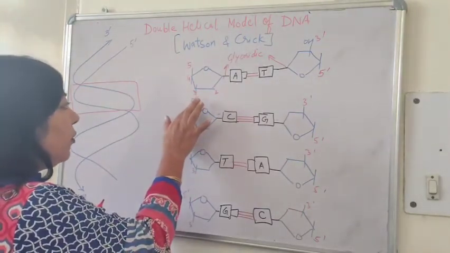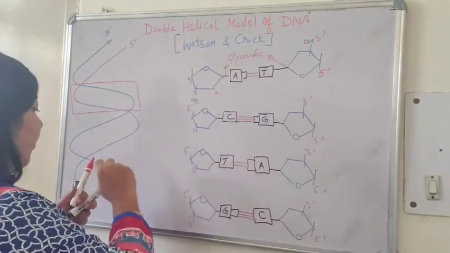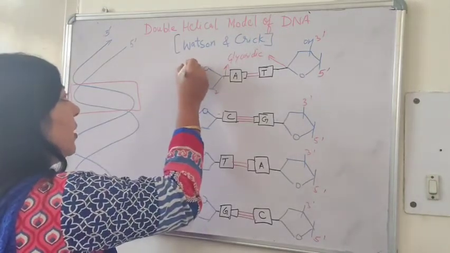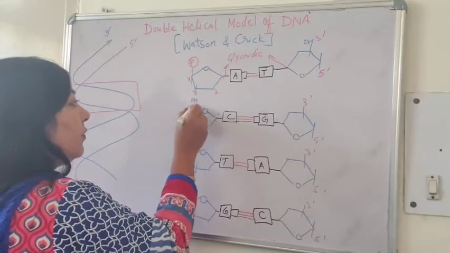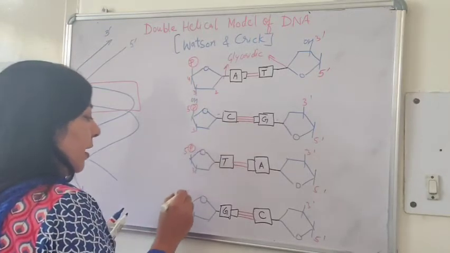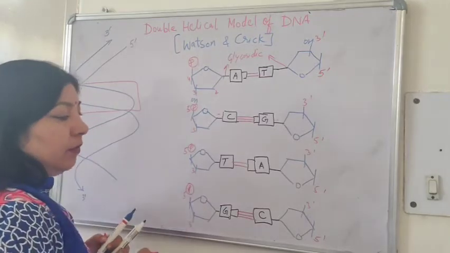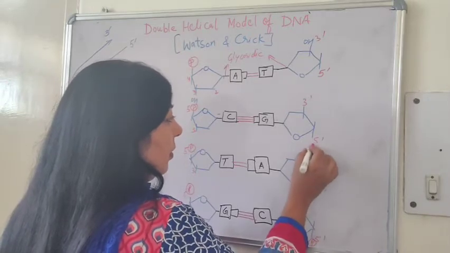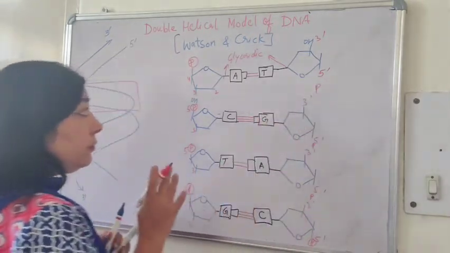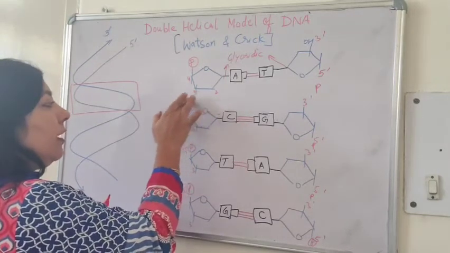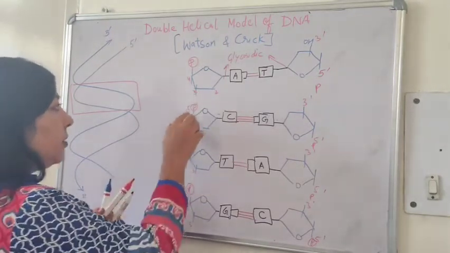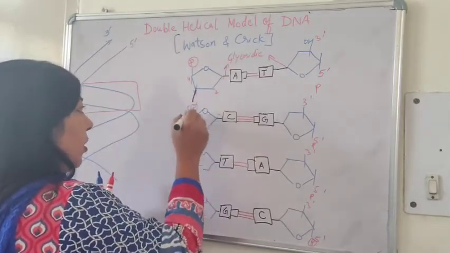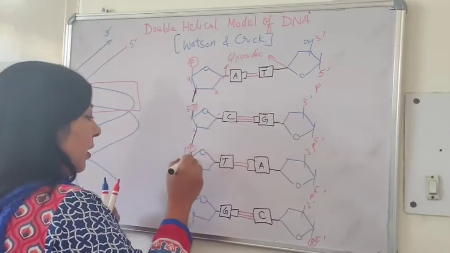Suppose a phosphate group is attached at this position here. One phosphate group attached here, one here, one here. Likewise, one phosphate group will be attached here, here, here, here. And these phosphate groups will be held together by ester bonds. So the bond formation will be in this way. Bond will be formed here. Bond will be formed in this way.